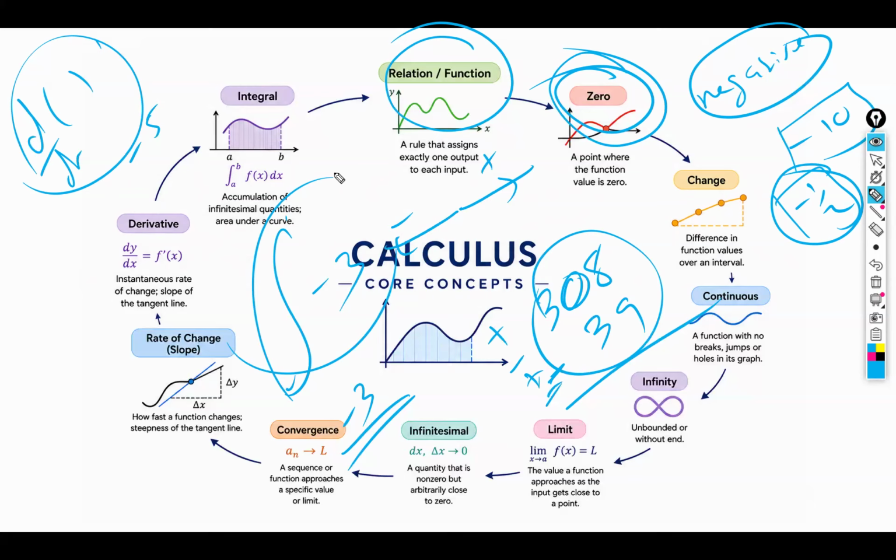Now you know there's a difference between distance and displacement. So then there are two concepts called speed and velocity.